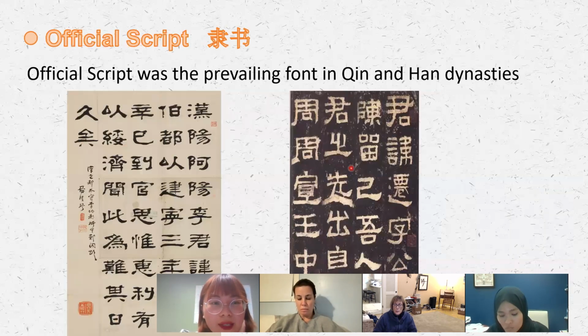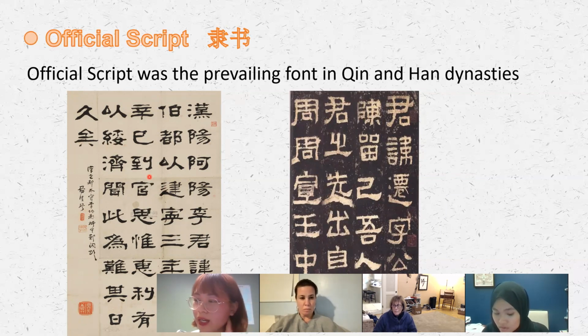And next one is the official script prevailing in Qin and the Han dynasty. My sister has been writing calligraphy for maybe 9 years, and she preferred this official script. It looks more formal and more square and upright.